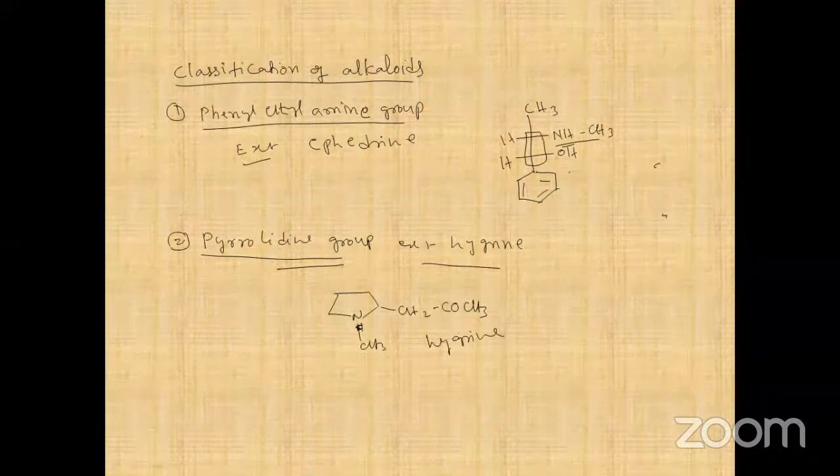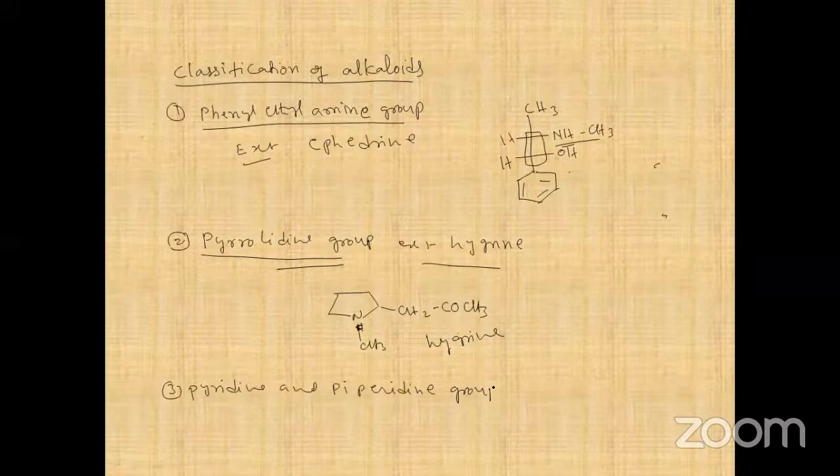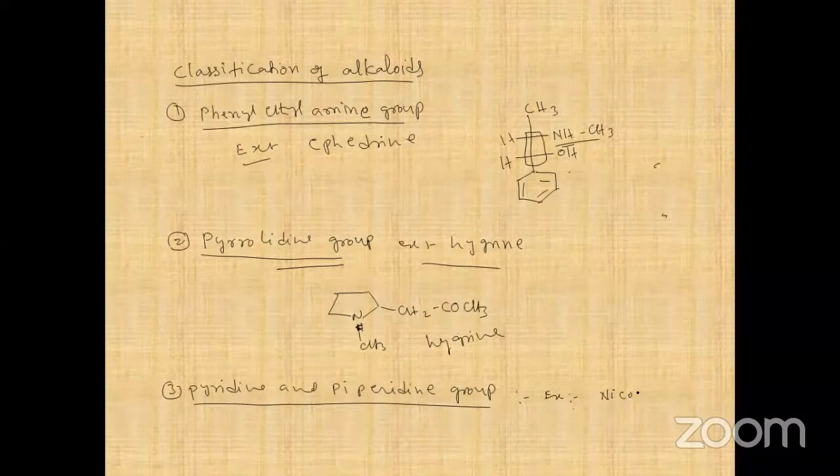Next, pyridine and piperidine group. Third one, pyridine and piperidine. Pyridine and piperidine group. Example for this group is nicotine. Nicotine, piperine, cocaine. These are all the examples. Example I am giving to you, cocaine is the example.